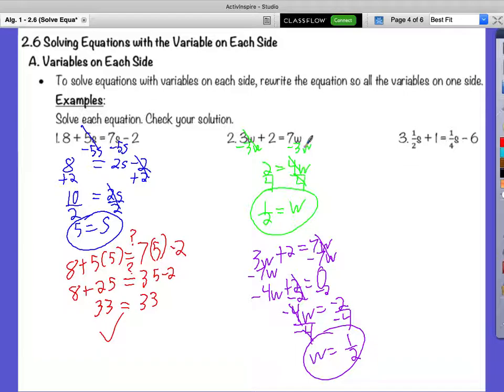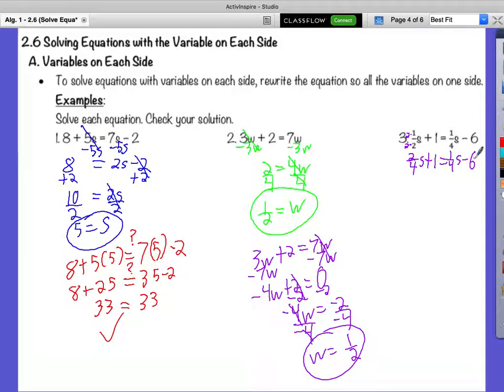Okay, on number 3, 1 half s plus 1 equals 1/4 s minus 6. We're going to have to move some of the s's, right? How would we move this 1 half s across? Make it 2 fourths and put 1/4. So we have to make it into fourths, because we know we're going to have to combine it. How do we make it into fourths? Multiply by 2 over 2. 2 times 1 is 2, 2 times 2 is 4, so it's 2/4 s plus 1 equals 1/4 s minus 6.